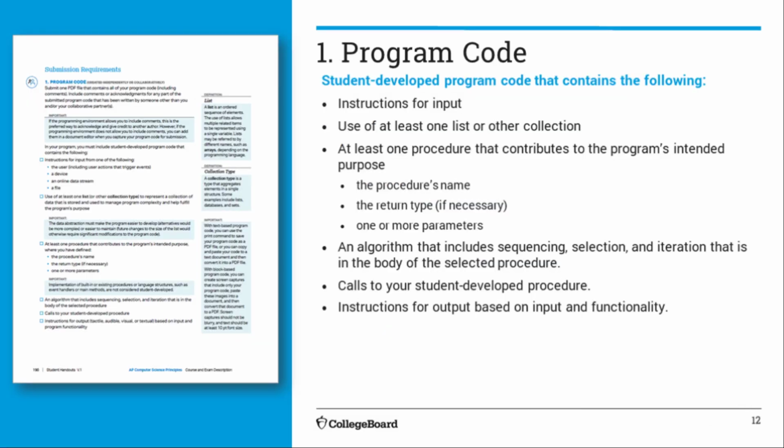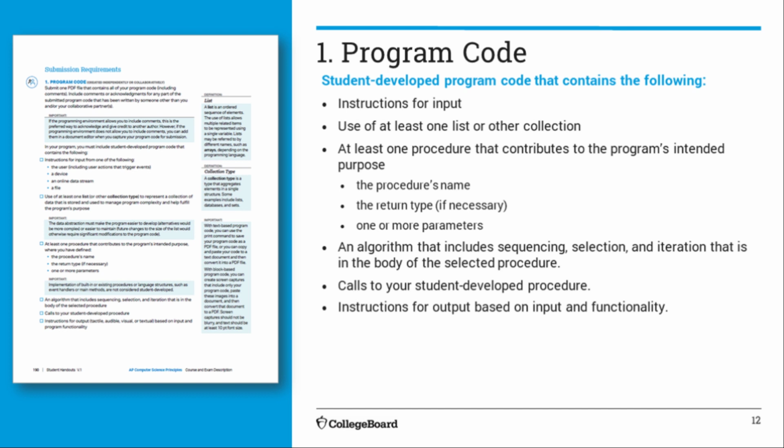So let's talk about the program code and what you need to have in it. So it's really not so much about the topic as much as it is, are you able to demonstrate the programming knowledge that you have learned this year? So you have to have some kind of instructions for input. And there's a lot of conversation this last week about what we mean by instructions. We mean you have to have program code that allows the program to accept some type of input. Input could be in the form of entering text. It could be in the form of clicking buttons. Lots of different ways to input into a program.